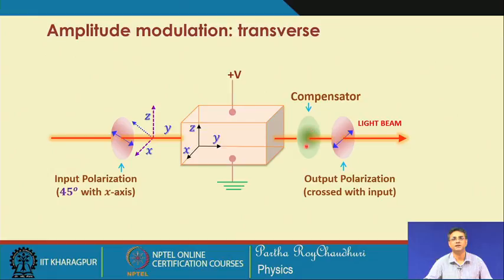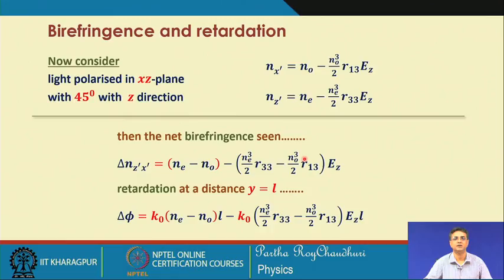and there is a compensator. We have learnt very well why we need a compensator, because you have to push the operating point to 50% transmission. It could also be done by applying an additional bias voltage, but this is more preferred, as we have seen earlier. So, considering this, once again you have these refractive indices seen by x polarized light and z polarized light. You can see that now these two are different values because of r 13 and r 33.